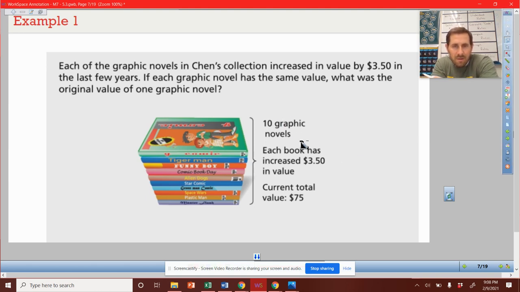He's got 10 graphic novels. Each book has increased $3.50 in value. The current value right now is $75. So what were they to begin with if they've all grown by the same amount and we're at $75?